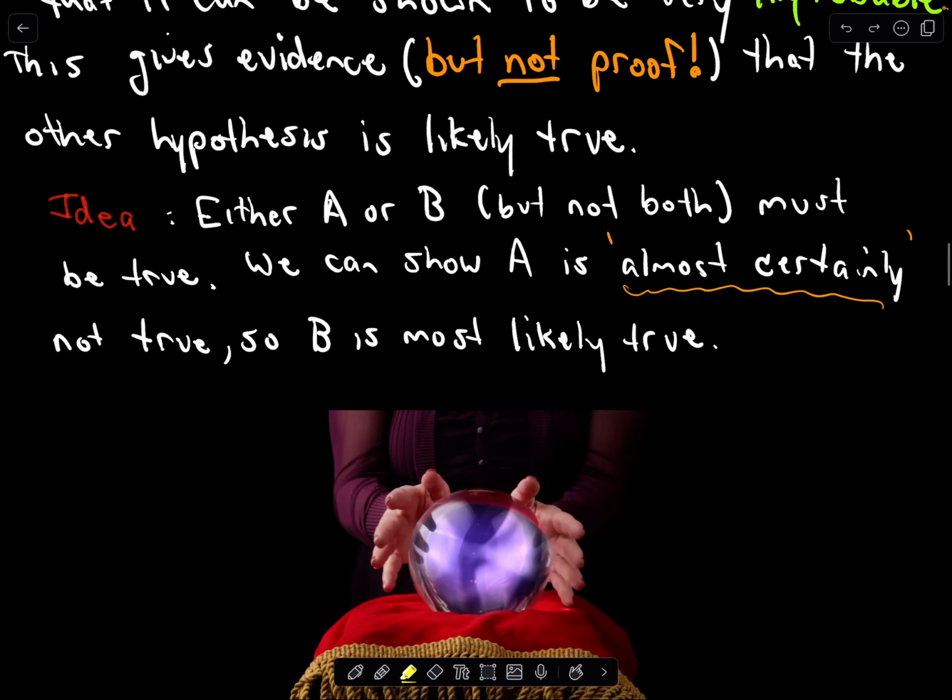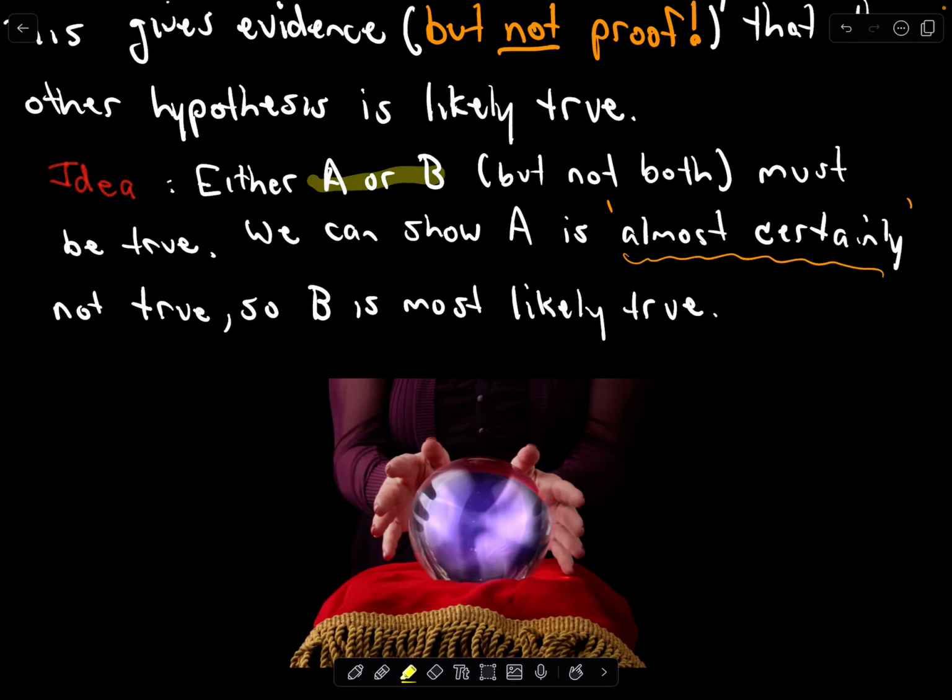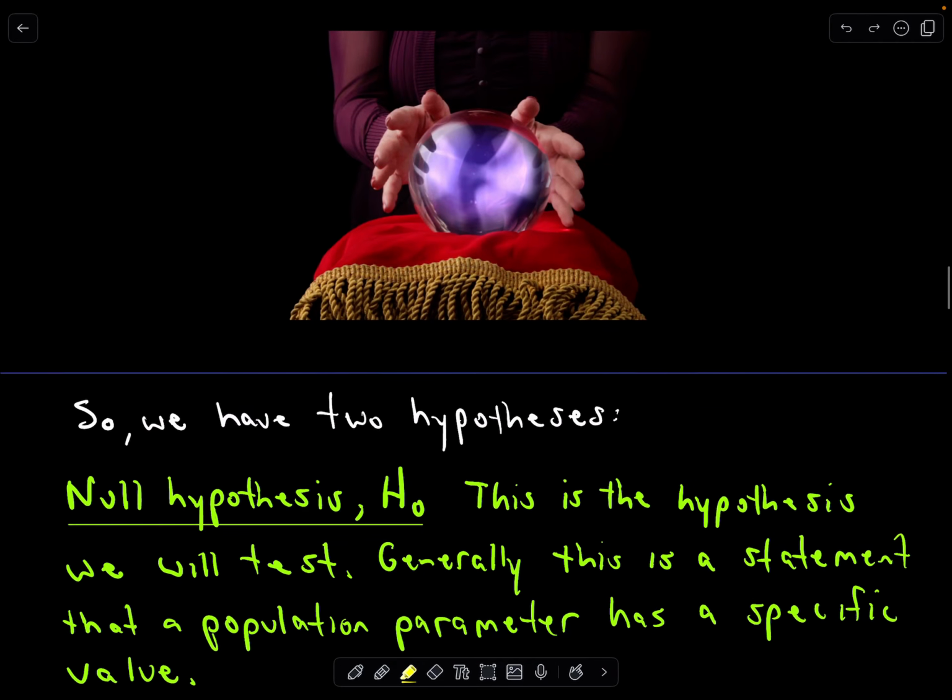Okay, so let's talk about this again. So either A or B, but not both, must be true. Party's great, party's terrible. So we can show that A is almost certainly not true. If we can show that A is almost certainly not true, that means that B is most likely true. It's what we said a second ago. If we show that the probability of the party being bad is very small, that means the opposite is most likely to be true.